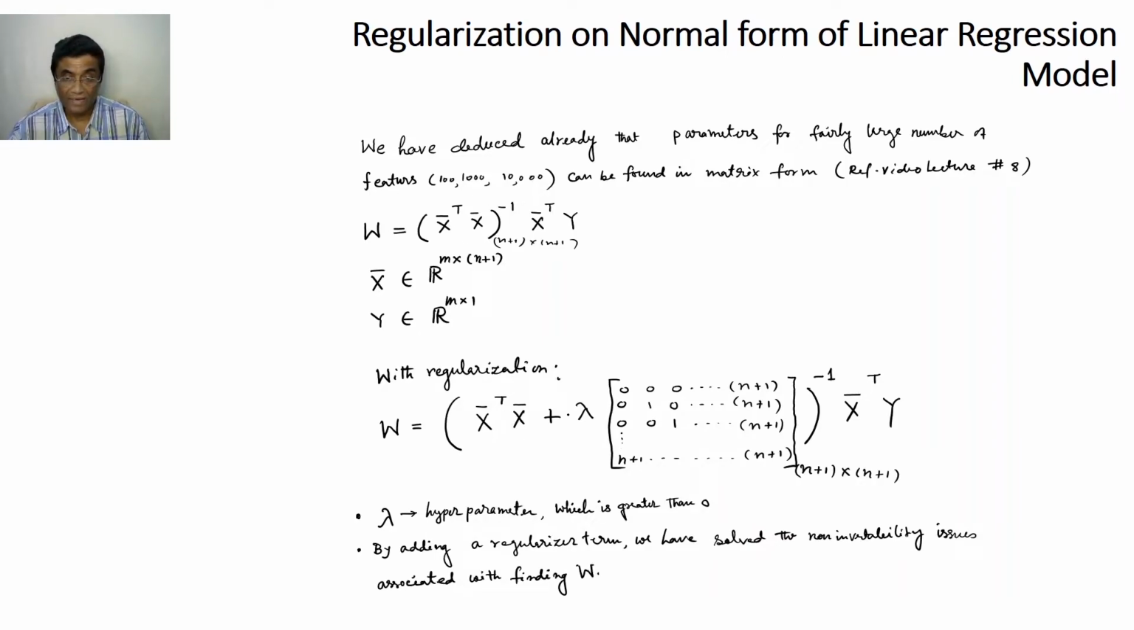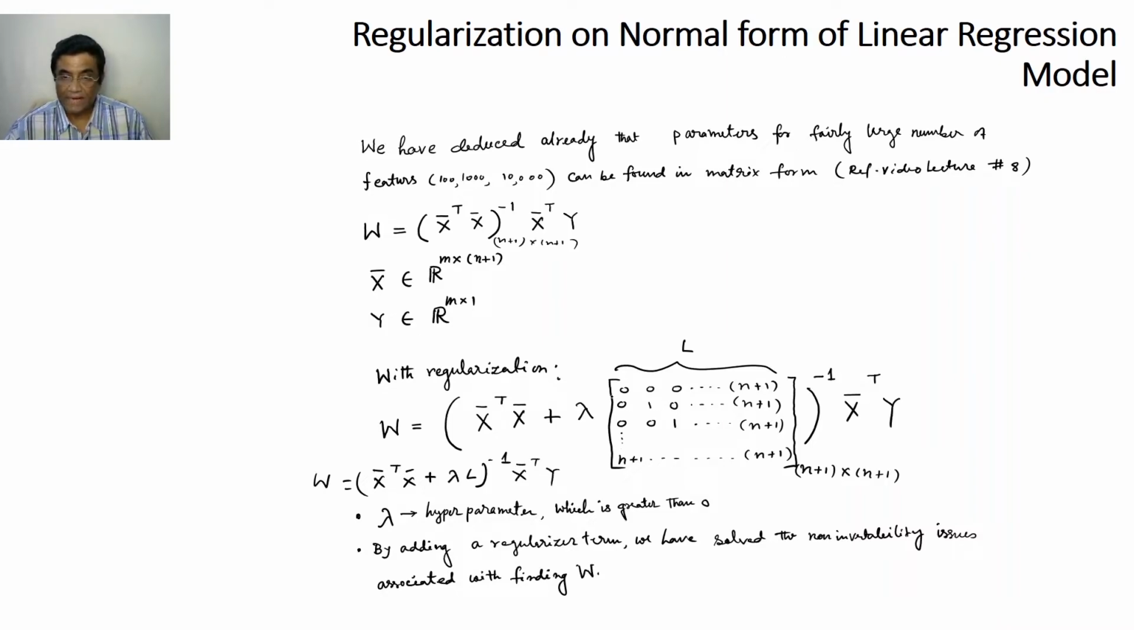Just look here, just adding a regularizer term. So what we have done here, this is an n plus 1 cross n plus 1 matrix. We have added a regularizer lambda times a matrix L. So W equals x transpose x plus lambda times L. This will be inverted now, and then all other things remain like this.